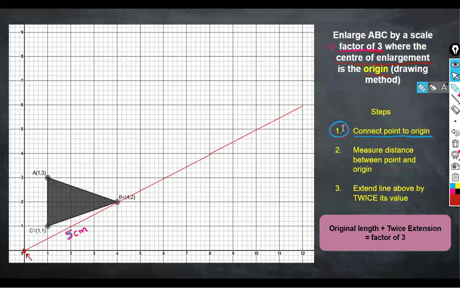It has to be 15, right? From here to here is 5. From here to here is another 5. And from here to here is another 5.